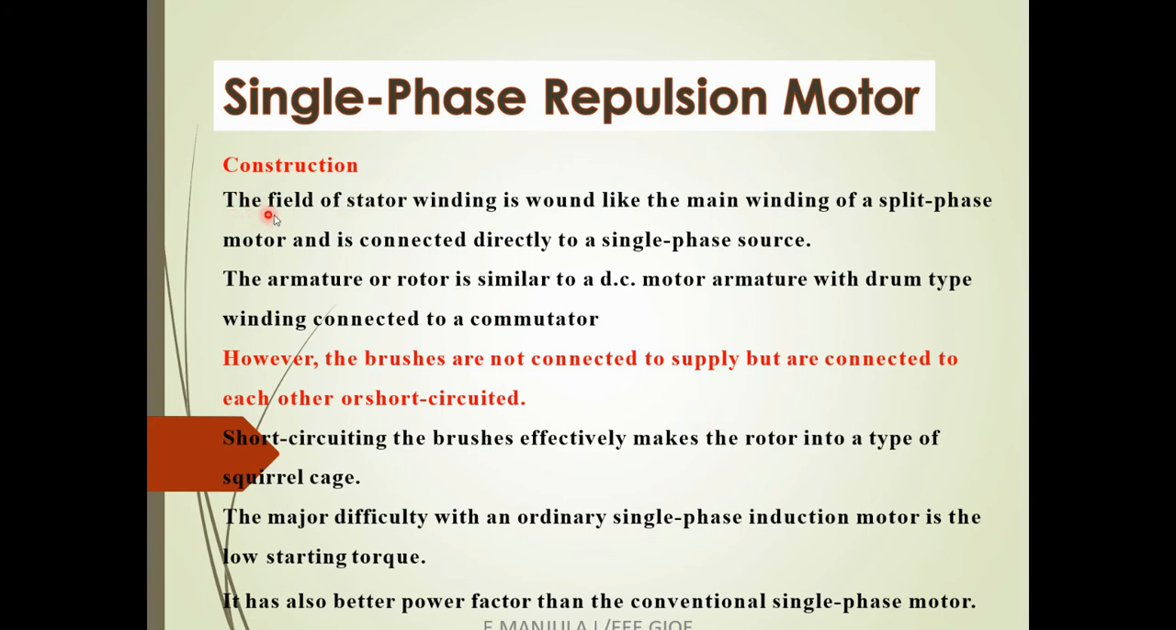Constructionally, the field or stator winding is wound like the main winding of a split phase motor and is connected directly to the single phase source. And the armature or the rotor is similar to a DC motor armature with drum type winding connected to a commutator. However, the brushes are not connected to supply but are connected to each other, or short circuited. This is to be noted, okay? That is the only difference.